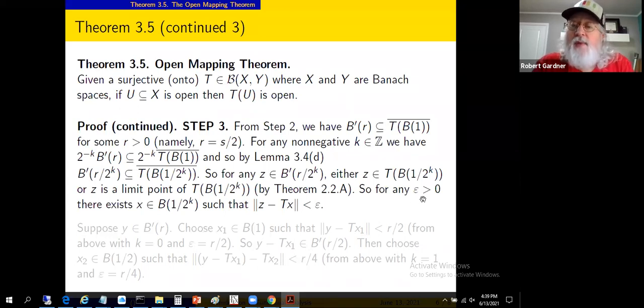So give me some wiggle room. Any epsilon greater than 0. If Z is a limit point of that set, then there exists an X in B of 1 over 2 to the K such that T of X will be in T of B of 1 over 2 to the K. So there exists an X in this ball such that the norm of Z minus T of X is less than epsilon. Now, if Z is actually in T of B of 1 over 2 to the K, if it's in the set, we can actually make this norm 0. And that's less than epsilon, ain't it? But if it's a limit point, then I need the wiggle room of epsilon. So anyhow, with the epsilon, this can be done. This inequality can be satisfied, whether Z is in the set or Z is a limit point of the set. So such an X can be chosen.